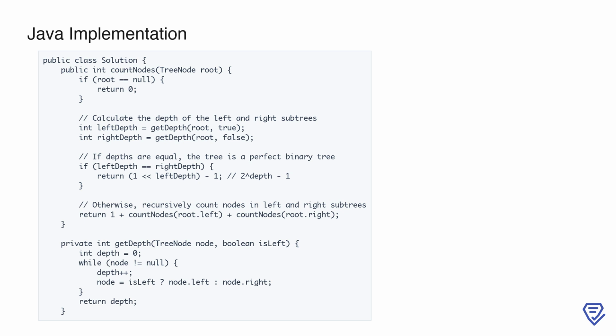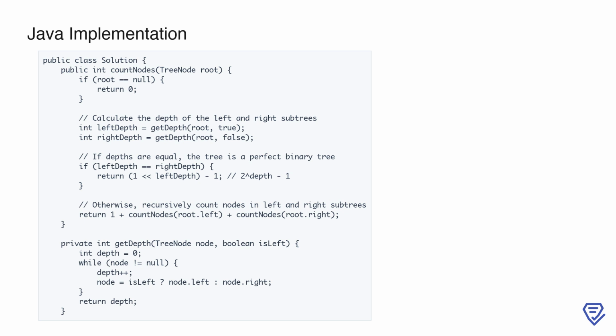Here we have the Java implementation for counting the nodes in a complete binary tree. The main method, countNodes, begins by checking if the root is null. If it is, we simply return 0 since there are no nodes to count. Next, we calculate the depth of the left and right subtrees using a helper method called getDepth. This method traverses either the left or right subtree depending on the Boolean flag passed.